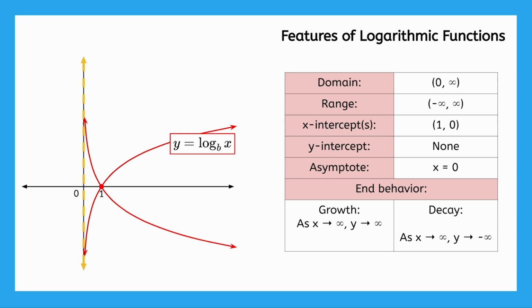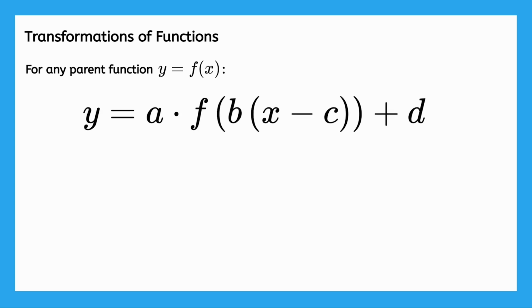Now that we know how the graphs of exponential and logarithmic functions look, let's start graphing some transformations of these functions. Let's review quickly how functions are transformed. For any parent function y equals f of x, a transformation of f can be written in the form y equals a times f of b times (x minus c) plus d.